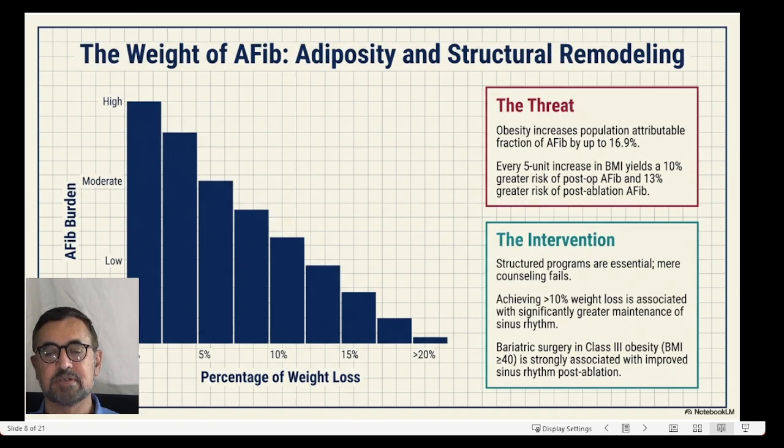Now, considering obesity and Afib, we should realize that obesity is a major driver of Afib. There is a clear dose-response relationship. Higher BMI leads to higher Afib burden. Importantly, weight loss is therapeutic. Greater than 10% weight reduction significantly improves maintenance of sinus rhythm. This reinforces that structured programs, not simple counseling, are essential.